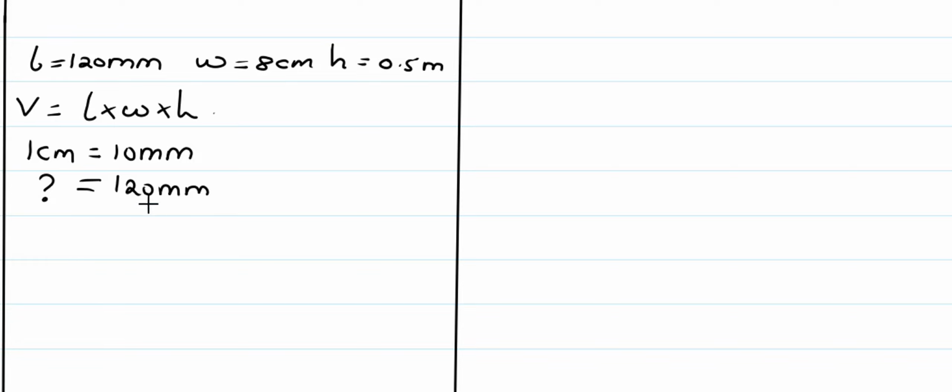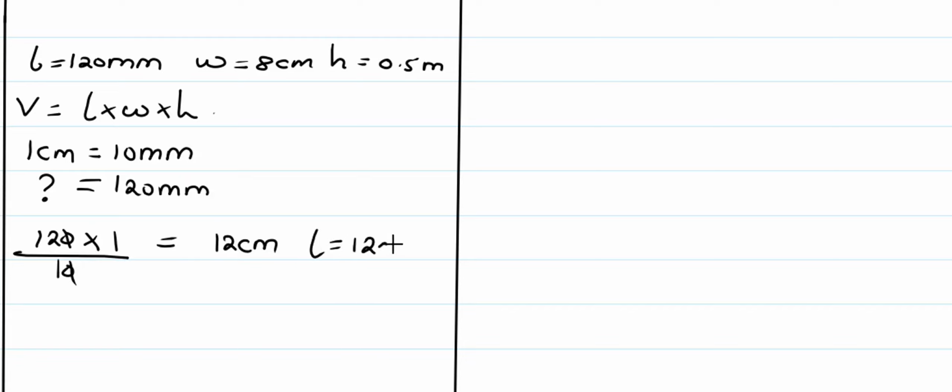So from there we cross multiply, where we take 120 multiplied by this 1 centimeter, then we divide by this 10 millimeters. And from there we can cancel that 0 with that, then it becomes 12 multiplied by 1 is 12, divided by 1 is still 12 centimeters. So now the length becomes 12 centimeters. Then, the width is okay, so we go to the height.